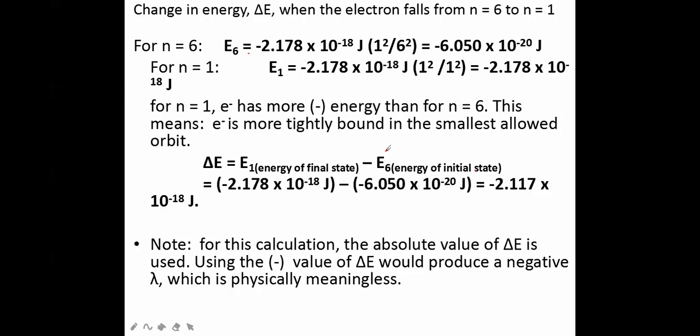We get the calculation. The absolute value of E, here it's negative. Sorry, that's for the next calculation. But the change in energy here is negative 2.117 times 10 to the power negative 18.